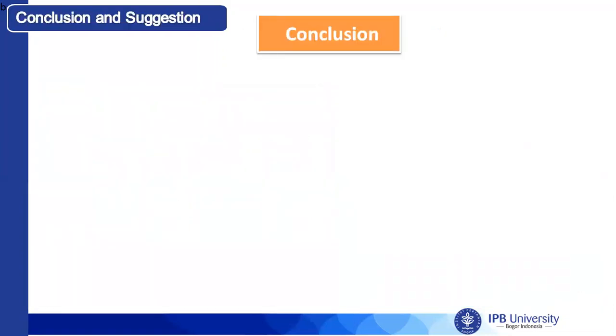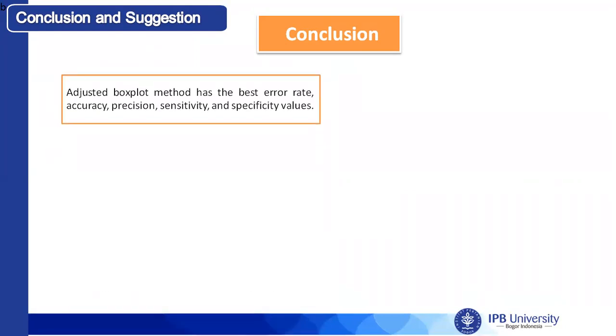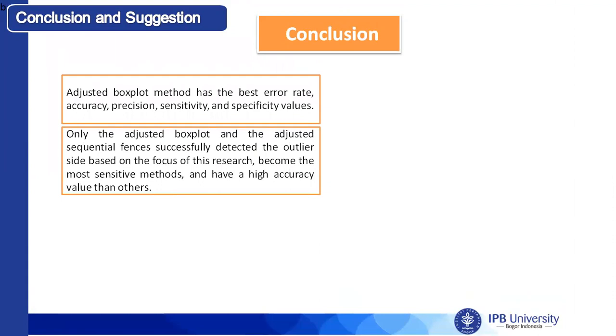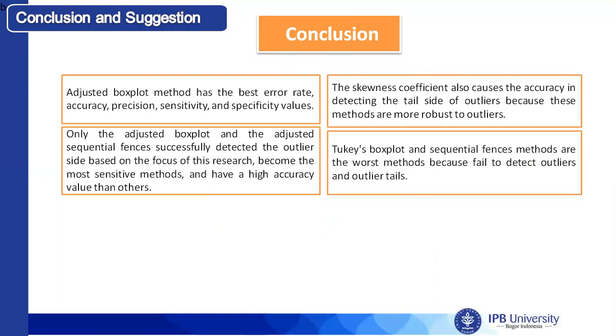Fourth, conclusion and suggestions. Based on the presentation, we can conclude that the adjusted box plot method has the best error rate, accuracy, precision, sensitivity, and specificity values. Only the adjusted box plot and the adjusted sequential fences successfully detected the outlier side based on the focus of this research, became the most sensitive methods, and have a higher accuracy value than others. The skewness coefficient also improves the accuracy in detecting the tail side of outliers because these methods are more robust to outliers. Two-case box plot and sequential fences methods are the worst methods because they fail to detect outliers and outlier tails.